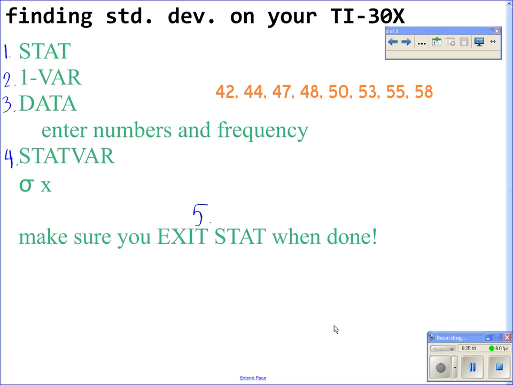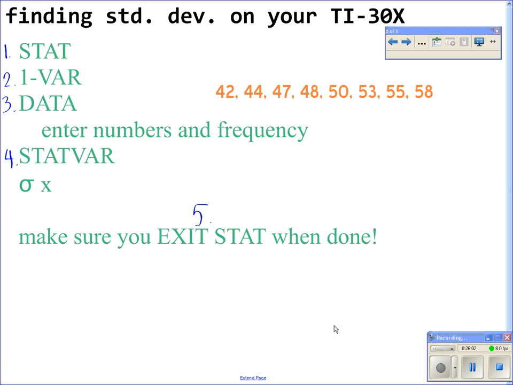Now at the bottom of your screen or at the top, it's different for some calculators, you'll see the word stat. That tells you that your stat is on. It's right next to degrees or radians or whatever you have selected. So you should see stat. Now that stat is on, we can enter our data. So hit the data button and you should see x1 equals. This is where you're going to enter your numbers. So 42 is our first number.